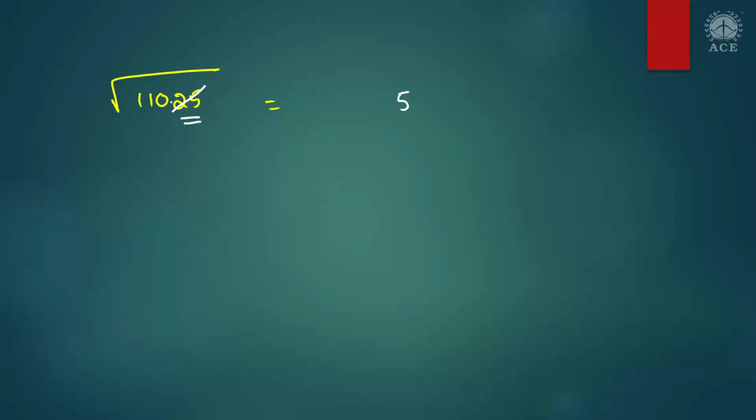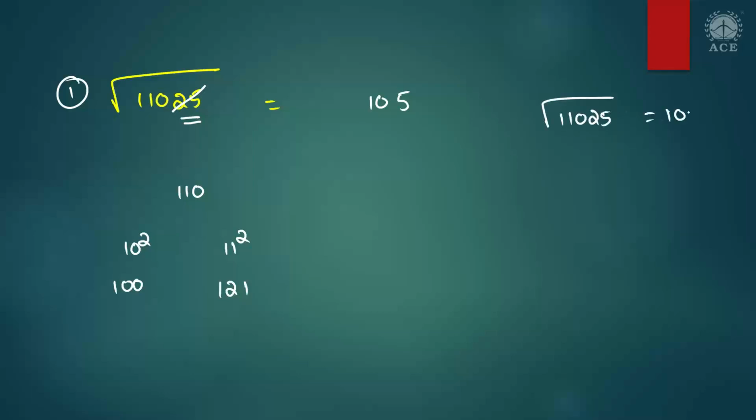Now root 110. Now 110 is between which squares? 10 square and 11 square. Always go with the smaller one here. 10, so it's 105. Square root, first example, the square root of 11,025 is nothing but 105, my dear friends.